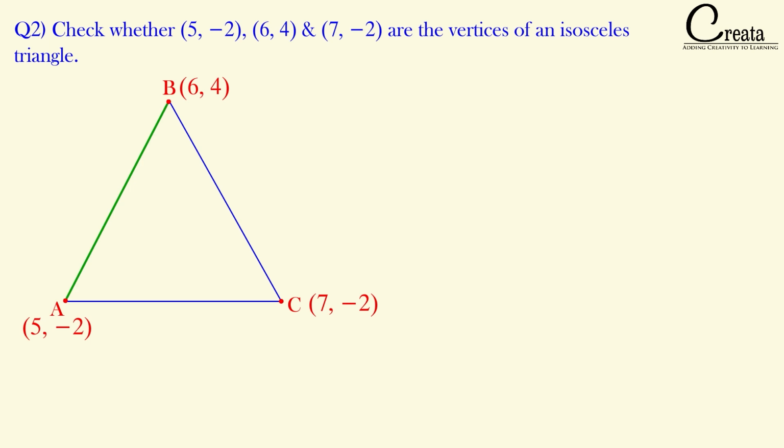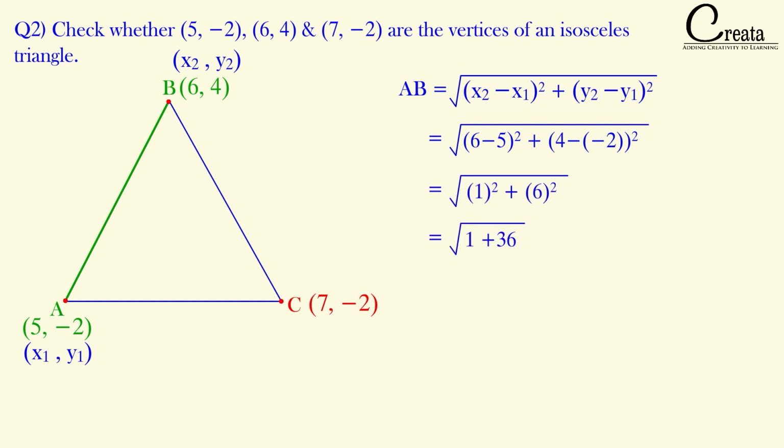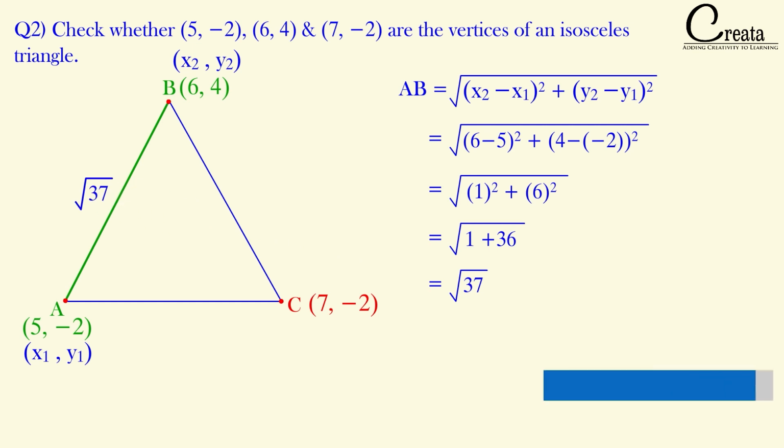Firstly, let's find the side AB. The coordinate of A is (5, minus 2) and the coordinate of B is (6, 4). We know x1, y1 and x2, y2. Let's use the distance formula to calculate the distance of AB. On putting the value and solving, we got AB as root of 37. Okay, we have directly applied the distance formula. We got one side of this triangle.